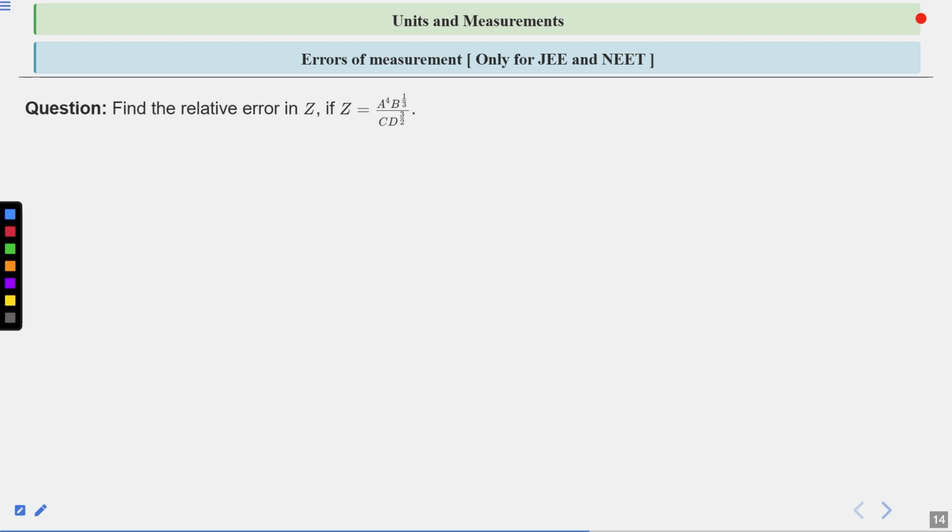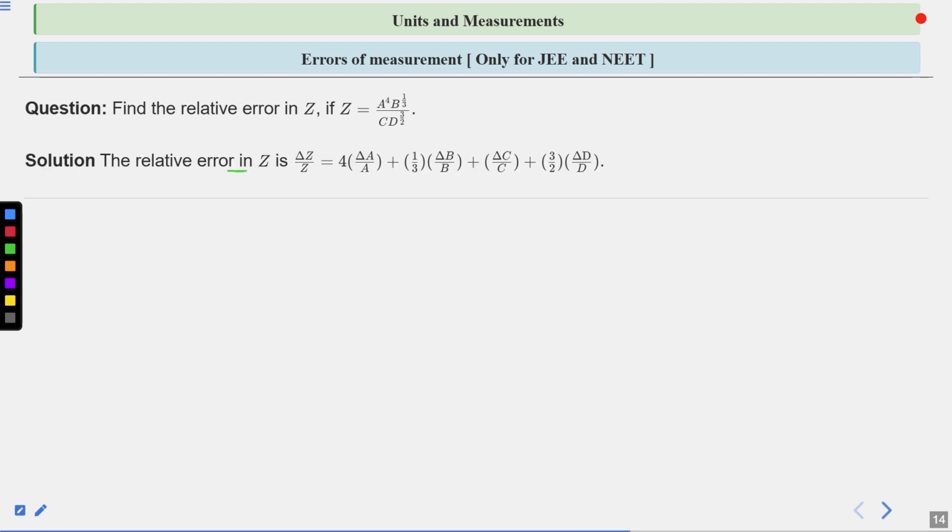So the question is, find the relative error in z if z is equal to a raised to the power 4, b raised to the power 1 by 3, divided by c and d raised to the power 3 by 2. So what is the answer? Here you have to find the relative error. Please solve.